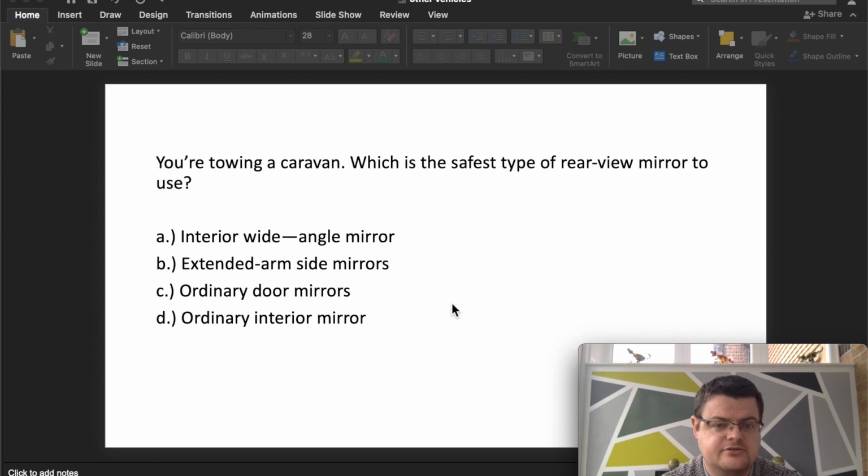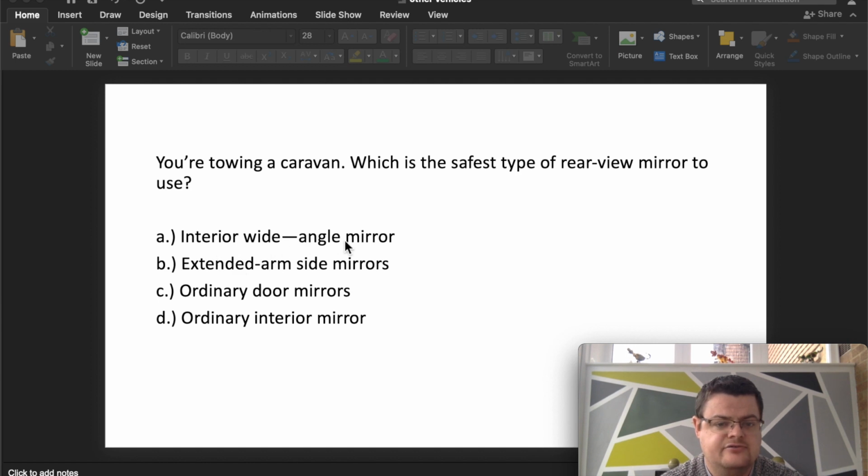So let's look at the next question. You're towing a caravan. Which is the safest type of rear view mirror to use? So again, you've probably never driven a caravan, so you might not know what all this stuff means. You might not even have the experience of being a passenger when towing a caravan. Your parents may or may not have used a caravan when you were younger. So we've got to think about what these mean.